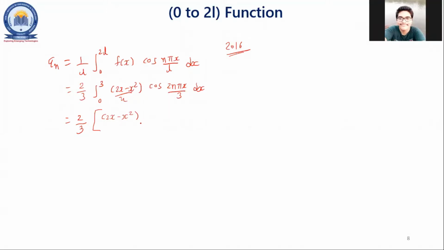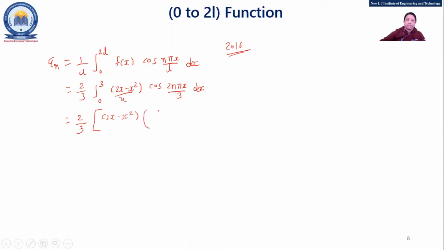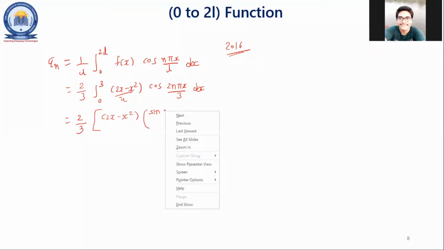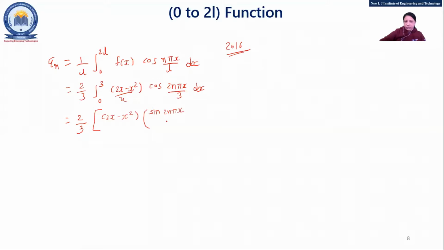And then integration of cos 2n pi x upon 3. What is the integration? That we will directly write down in a second bracket like that. So that is sine. 3 upon 2n pi multiplied by sine 2n pi x divided by 3.